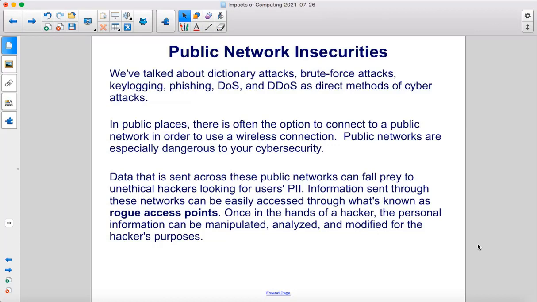We've talked about dictionary attacks, brute force attacks, keylogging, phishing, DOS, and DDoS as direct methods of cyber attacks. In public places, there is often the option to connect to a public network in order to use a wireless connection. Public networks are especially dangerous to your cybersecurity. Data that is sent across these public networks can fall prey to unethical hackers looking for users' PII. Information sent through these networks can be easily accessed through what's known as rogue access points. Once in the hands of a hacker, the personal information can be manipulated, analyzed, and modified for the hacker's purposes.